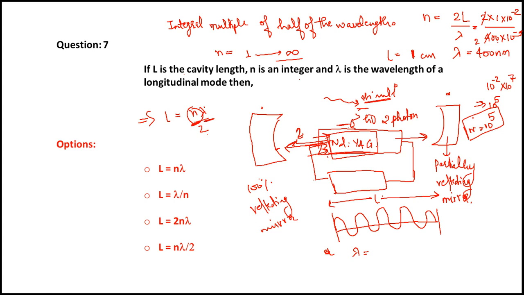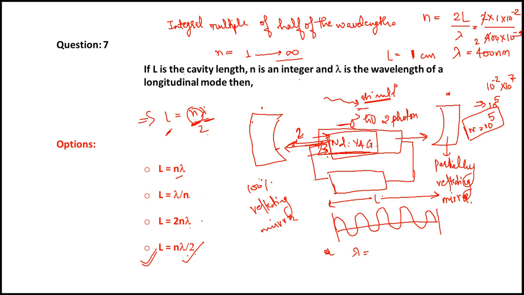If the wavelength of light is lambda and the cavity length is L, it should have n lambda, and the cavity length should be an integral multiple of the wavelength or vice versa. So this is a direct relation. Let's take a look at all the options. First one was L equals n lambda, L equals lambda by n, L equals 2n lambda, and L equals n lambda by 2. So what we learned from this discussion is that L equals n lambda by 2 is the correct option for this question.